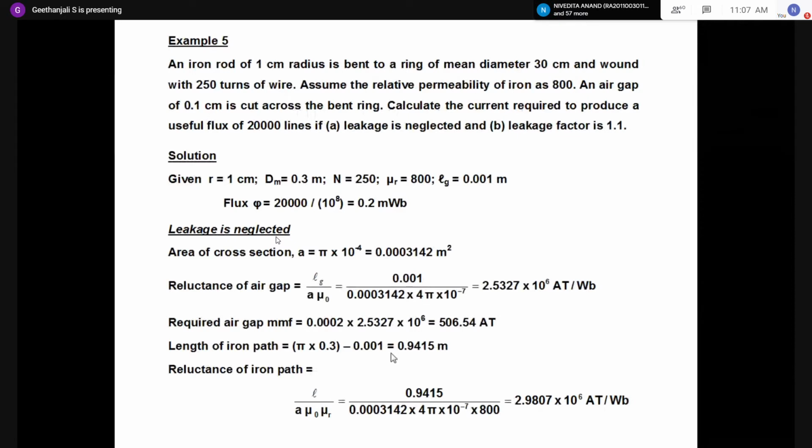Next, the length of the iron path. The length of the iron path is pi d minus the length of the air gap. It is circular, so the circumference is pi d. So pi into d, 0.3, minus the length of the air gap, which is given. The entire length minus the length of the air gap gives the length of the iron path. So the length of the iron path is 0.9415 meter.